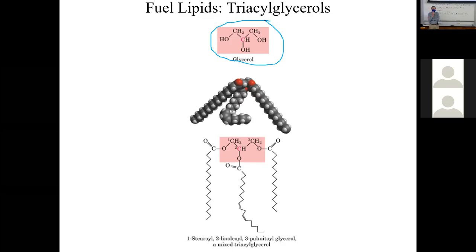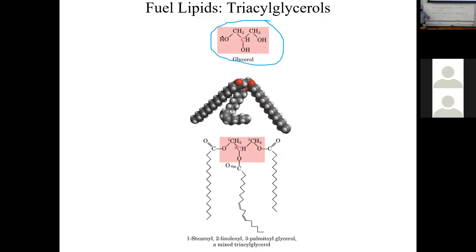So we talk about saturated fats and unsaturated fats. In reality, there's a real mix of both saturated and unsaturated fatty acids in both plants and animals. It's just that the proportion of saturated fatty acids is higher in animals and is more unsaturated in plants.